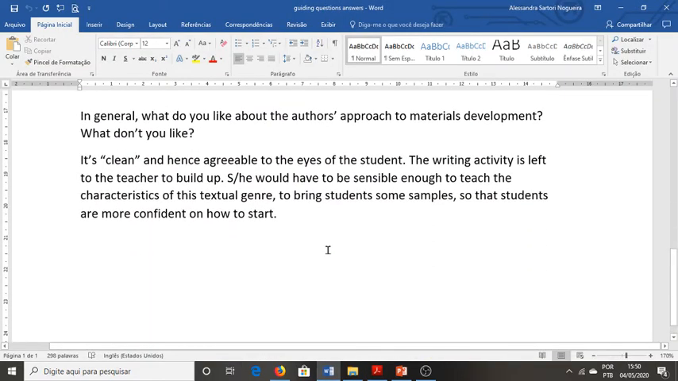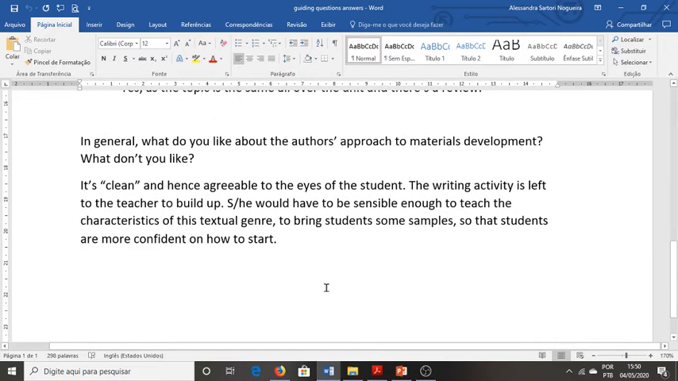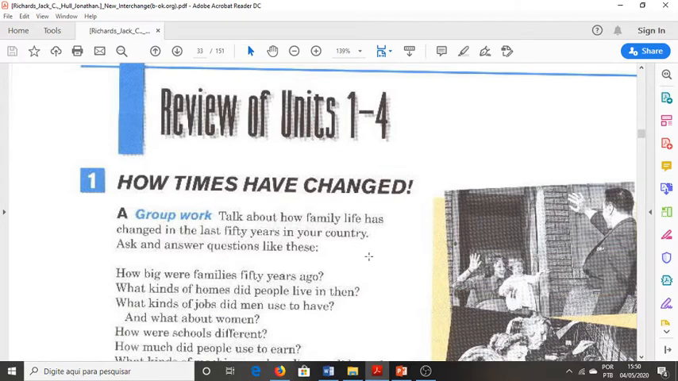And then, in general, what do you like about the author's approach to materials development and what don't you like? Well, my answer is it's clean and hence agreeable to the eyes of the student. Well, I believe Interchange is so famous because yes, it is clean, it is agreeable, students don't get overwhelmed or lost in the middle of too many texts and pictures all the time.